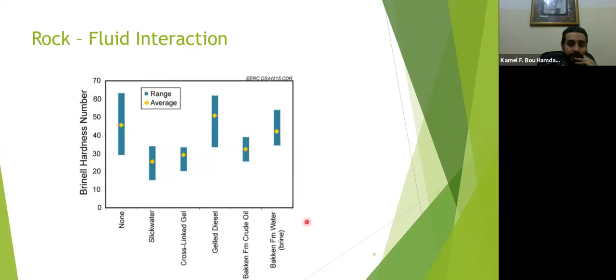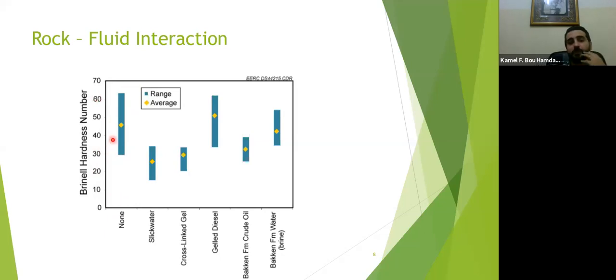Here we have a case where we're studying the Bacon Shale, and we are checking what's changing in its hardness. Hardness is a surface parameter of a rock: how hard or how soft it is. Brinell hardness can measure this value. A higher Brinell hardness means the rock is harder; a lower value means a softer rock. Initially this rock was tested before being in contact with fluids, and it was found to be in this range, between 30 and 60 for Brinell hardness.